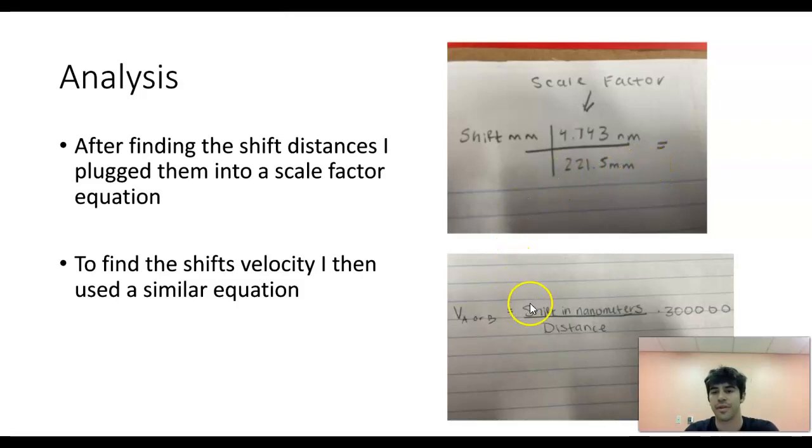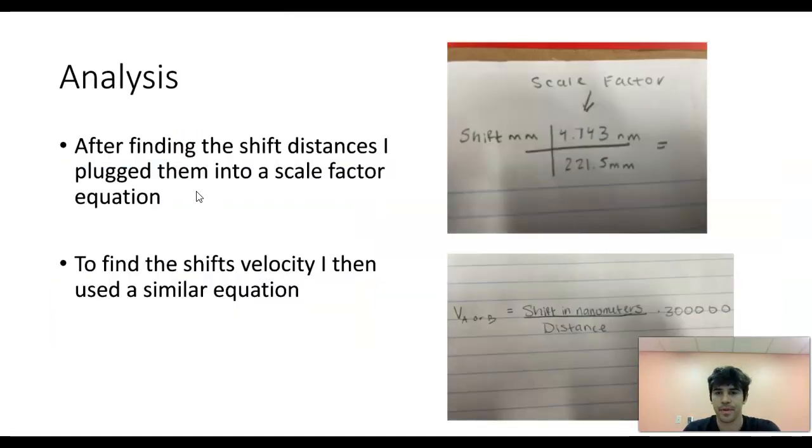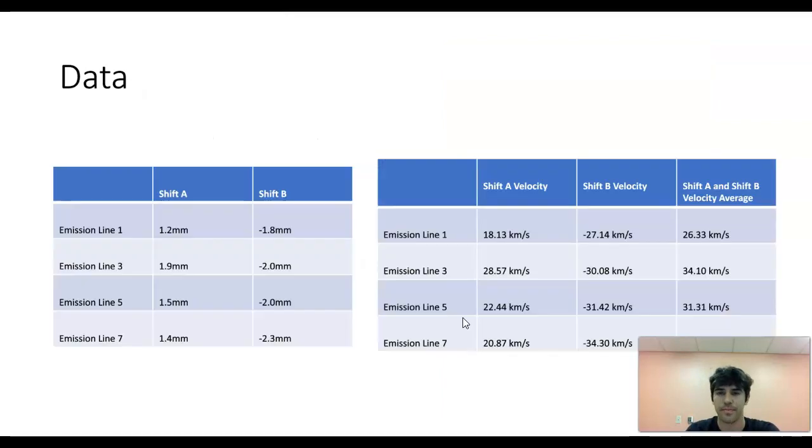And then I can pull it down to this equation, put the nanometers divided by the wavelength, so each emission line, shown here, had a different wavelength. It would be about around 430 nanometers. So I plug that in there and multiply it by the speed of light, which is 300,000, and that would give me the velocity of those shifts. It can be shown here. All the velocities, just like here, Shift A are positive, and all the velocities of Shift B, just like the shifts over here, were negative. And I took the averages of these two together to get these numbers over here.